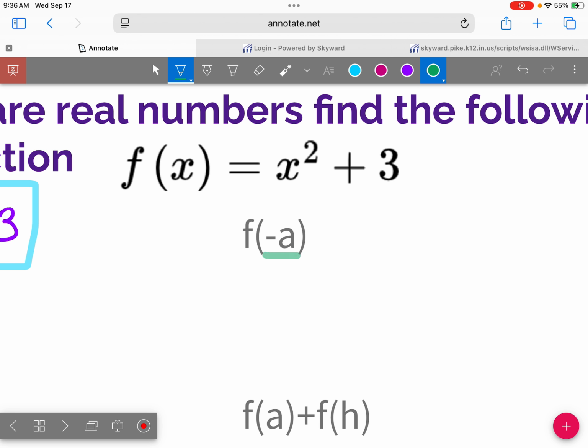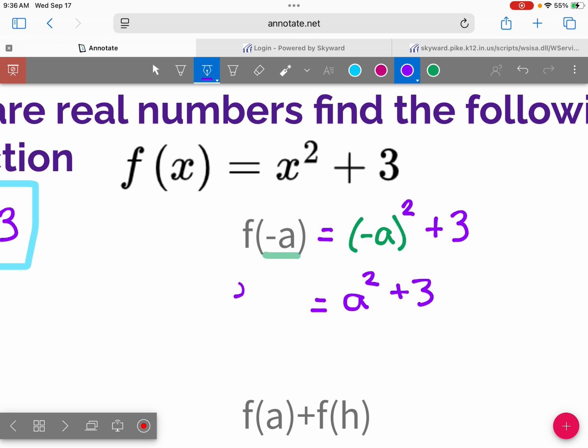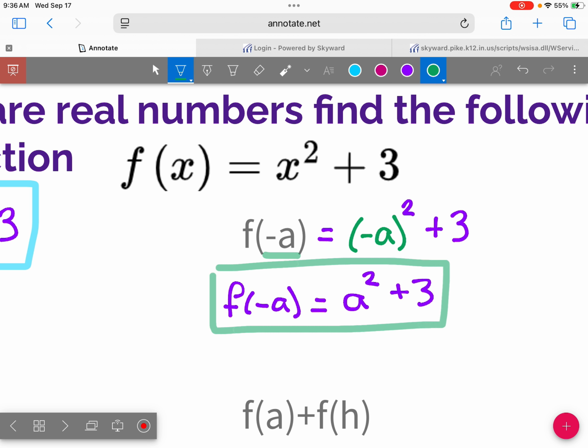When we have our minus a and we substitute that in, minus a, which is being squared, and then add 3. What happens when we square the opposite of a? It's still just going to be whatever a is squared. It's the same exact thing. So f of minus a gives us the exact same answer. So our f of minus a is also a squared plus 3.